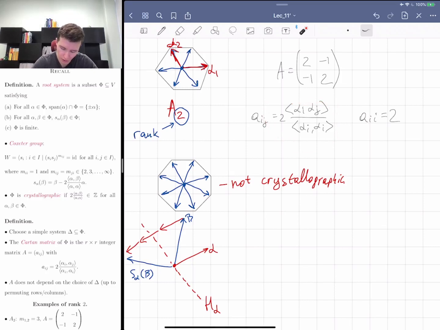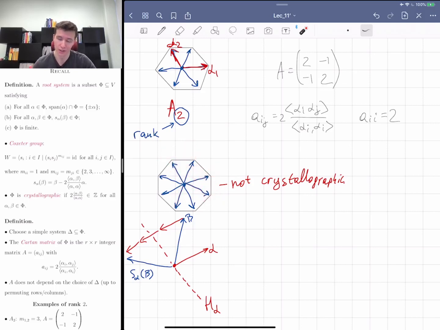In particular here you see that the angle is 45 degrees, so let's say this is alpha and this guy is beta, so you want to reflect beta with respect to alpha, you get some other root here, S alpha of beta, and then as you count the number of copies of alpha to add to beta, you get that that's like square root of 2 times alpha. So that's not good. Square root of 2 is not an integer.